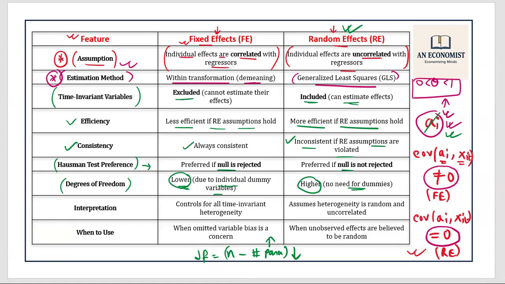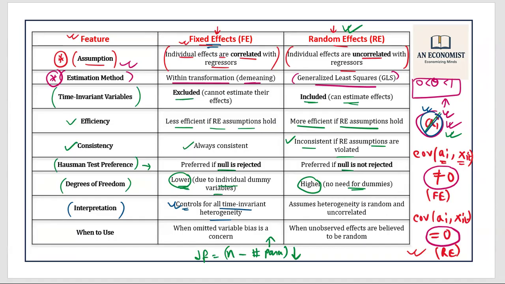Now, next up, we have the interpretation. See here, the fixed effect model controls for all the time invariant heterogeneity, right? Everything comes from this point that we cannot have this a_i term in our model if we are working with the fixed effect. So that is why it controls. The fixed effect model controls for all the time invariant heterogeneity.